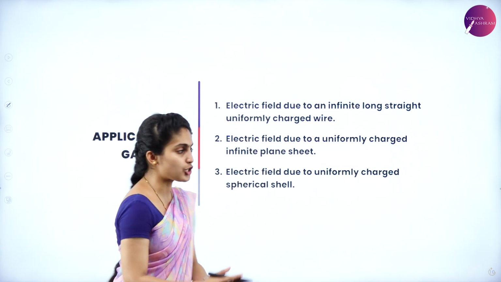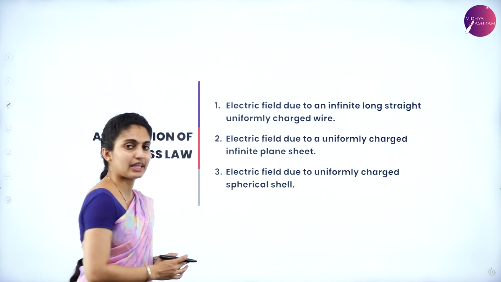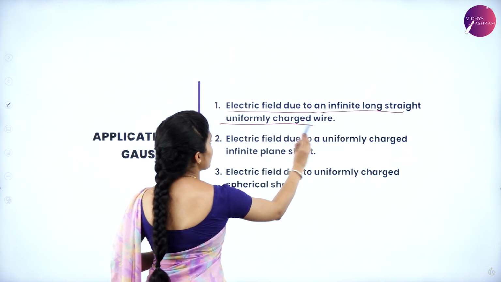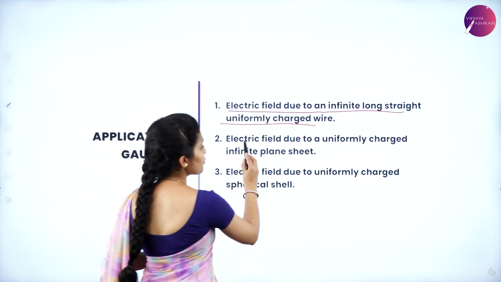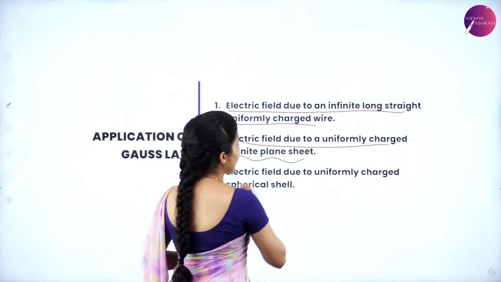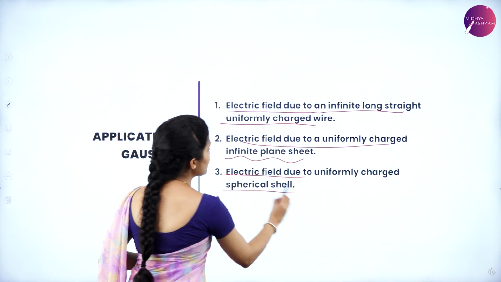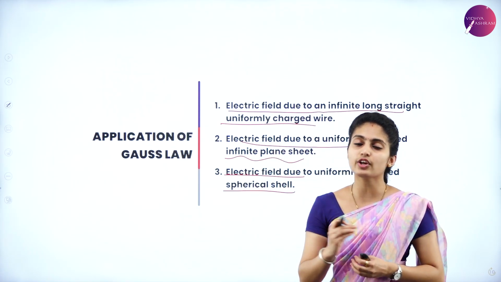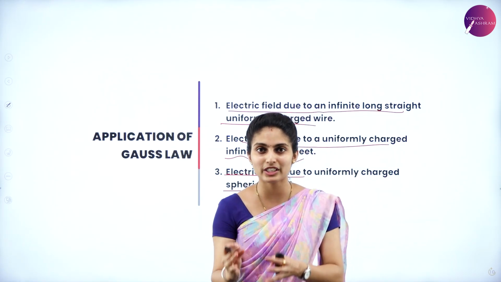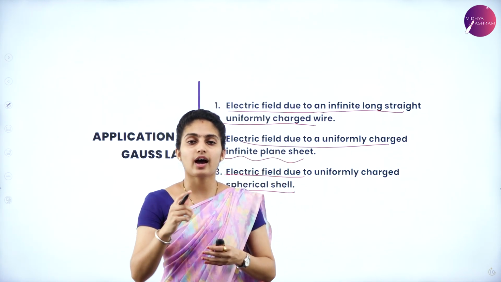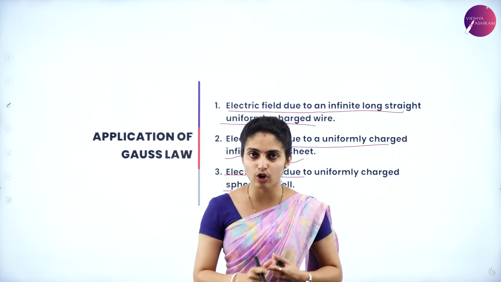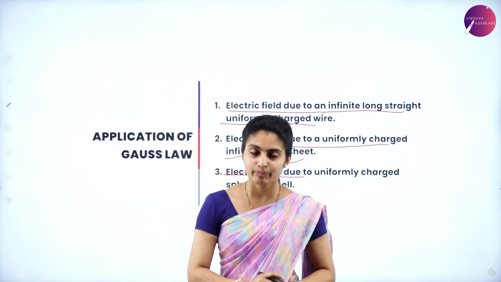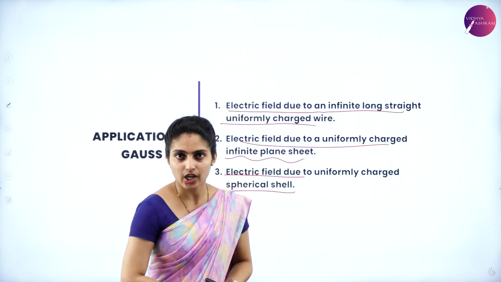So what are those applications? You can see three applications here: electric field due to an infinitely long straight uniformly charged wire, electric field due to a uniformly charged infinite plate sheet, and electric field due to a spherical shell, which is also uniformly charged. The common point in these three applications is nothing but uniformly charged conductors. One we calculate as an infinitely long wire, the second is an infinitely charged plane sheet, and another is a spherical shell. The common term is uniformly charged objects.